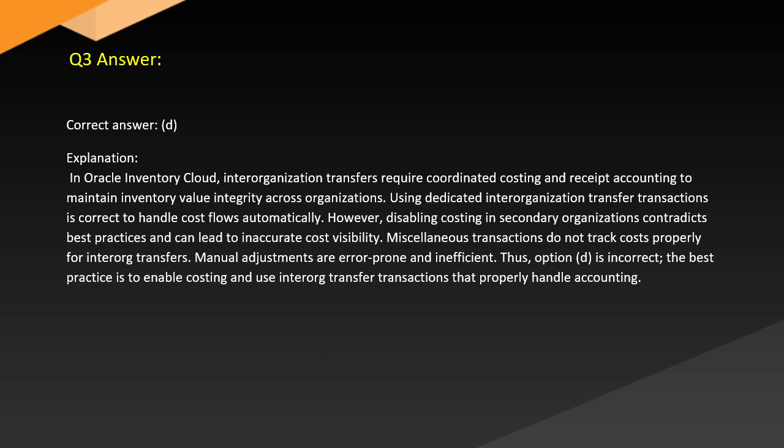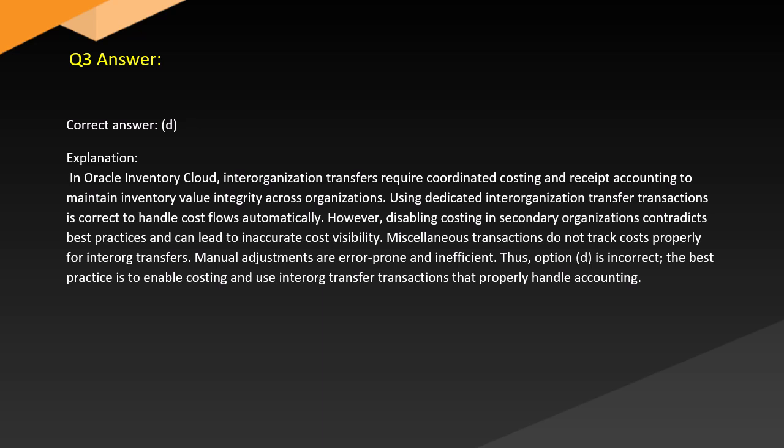Answer. Correct answer: D. Explanation. In Oracle Inventory Cloud, interorganization transfers require coordinated costing and receipt accounting to maintain inventory value integrity across organizations. Using dedicated interorganization transfer transactions is correct to handle cost flows automatically. However, disabling costing in secondary organizations contradicts best practices and can lead to inaccurate cost visibility.